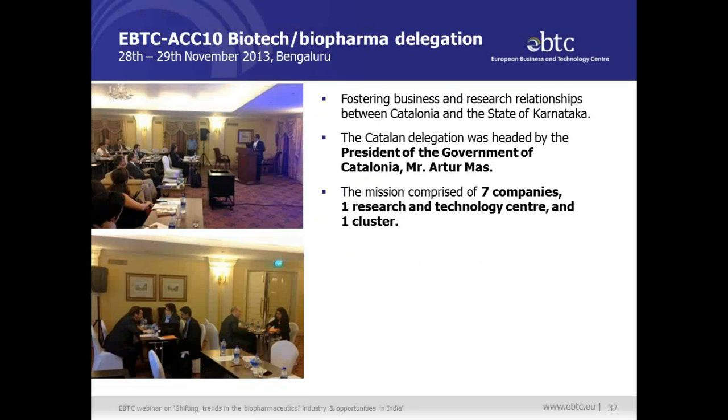Another interesting session I want to bring to your attention is that we also work on a customized basis with a particular European cluster or country. In this case, it was Catalonia, last year in Bangalore. The Catalan delegation was headed by the President of the Government of Catalonia, Mr. Artur Mas, and there were 7 companies from Catalonia representing different levels of research and technology centers and clusters of Catalonia.